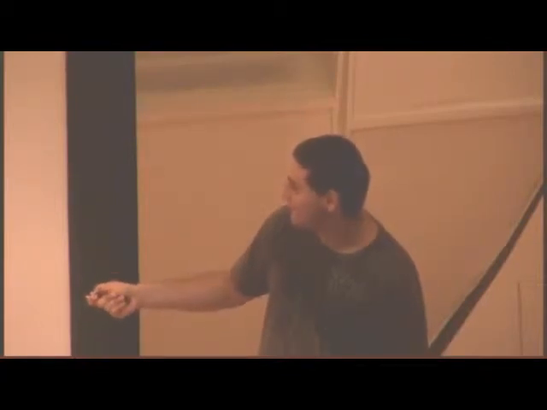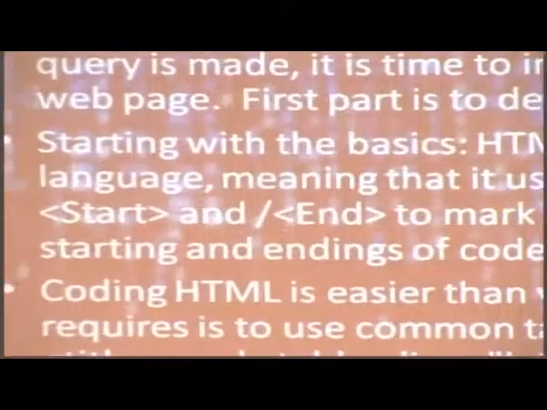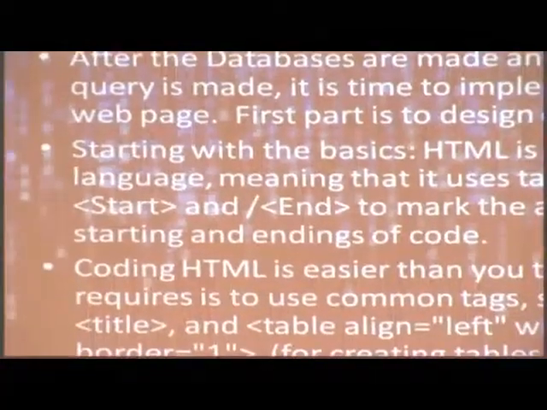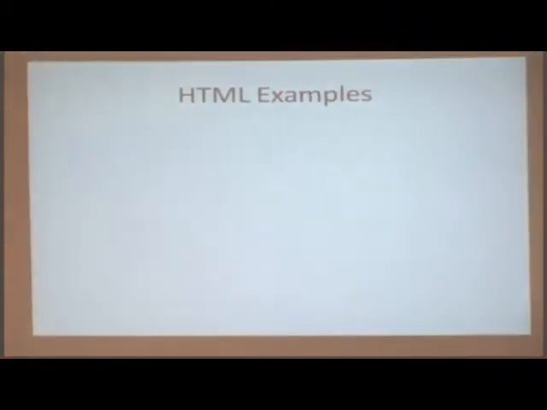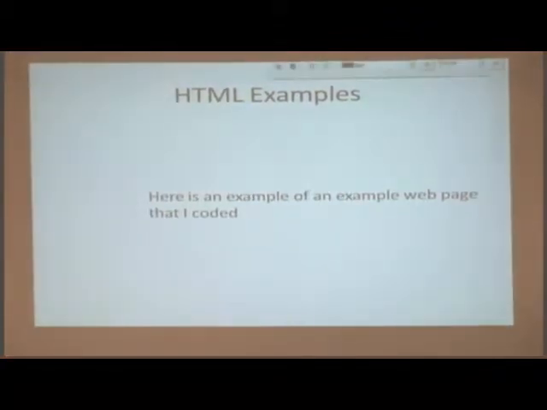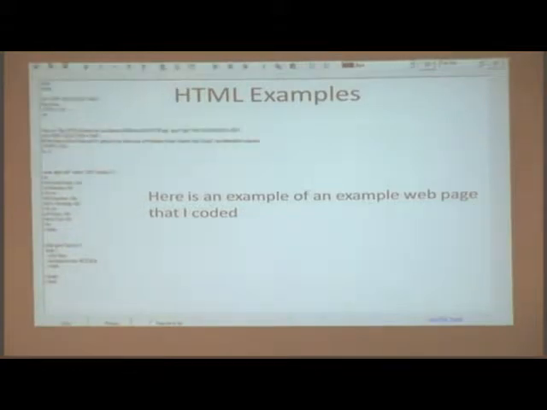So HTML is a markup language, which means it uses tags such as this start and then /end to make appropriate starts and endings of code. Coding HTML is much easier than you think. It's actually just using common tags such as head, title, table, line, and other stuff like that. Some HTML examples are here. This is what I actually coded by myself for my project.